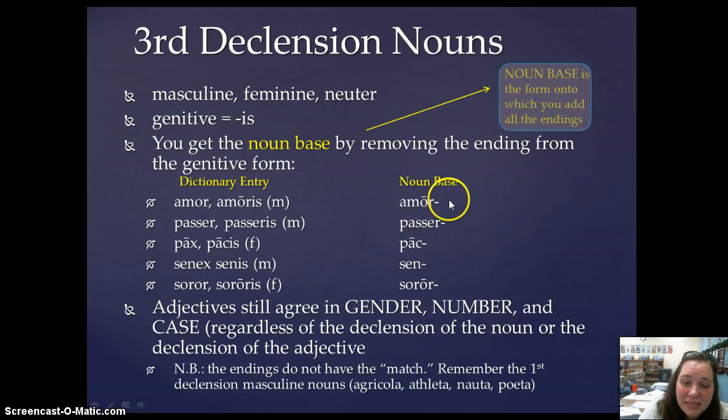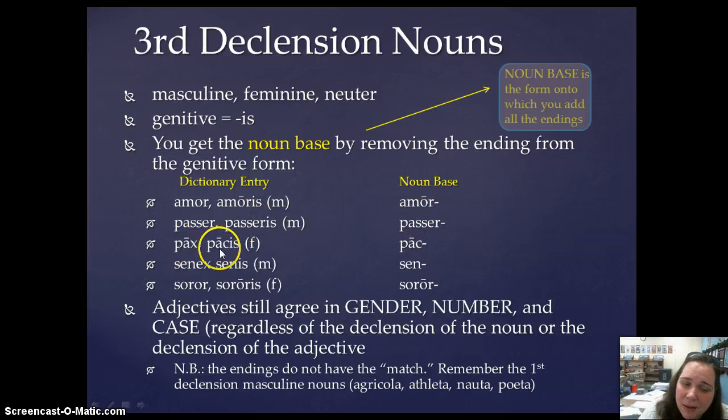Now hopefully this is what you guys got for your noun bases. If we take the is ending off of the second form in the dictionary entry for amor, love, we get amor. Okay? Not too big of a shock, right? Because this looks like the nominative form. Same for passer, passeris. We take that is ending off and we get passer.